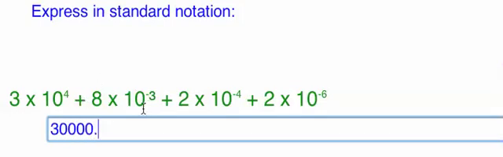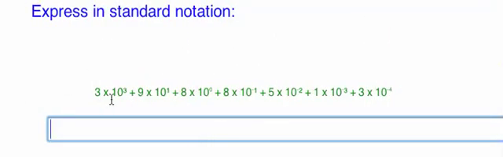8 times 10 to the 3. So the 8 is going to go into the 3rd decimal place. So 1, 2. So the 8 goes here. 2 times 10 to the negative 4. So the 2 is going to go into the 4th decimal place. And then 2 times 10 to the negative 6. Okay, so we're going to have another empty space. And then the 2 goes in the 6th decimal place. Okay, and the empty space in between these two I filled up with a 0. All right.